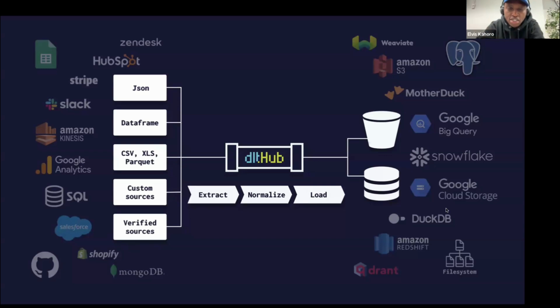Hey everyone, I'm Elvis. I work at dltHub. We build dlt, which is an open source Python SDK. The main goal of the library is to make it as easy as possible to move data. We have a ton of verified sources, and we support a bunch of different data types. I'll give a couple of code samples later so you can see what those look like.